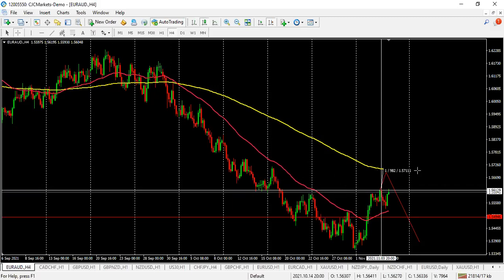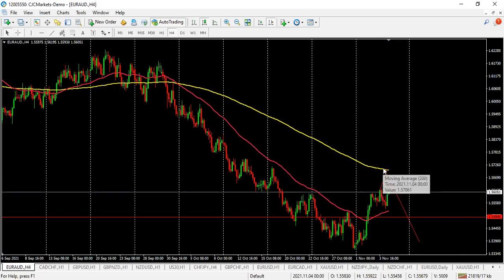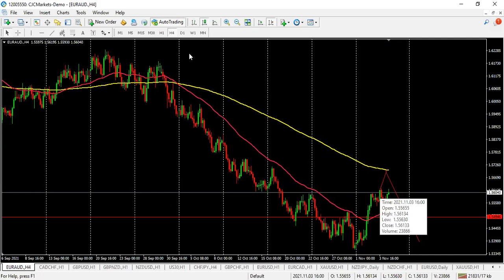So use this moving average as your take profit. Then wait to see if it will break it. Then if it breaks it again, then you can re-enter. But without that, please be careful, because on the 4 hours, it's still on the downtrend.